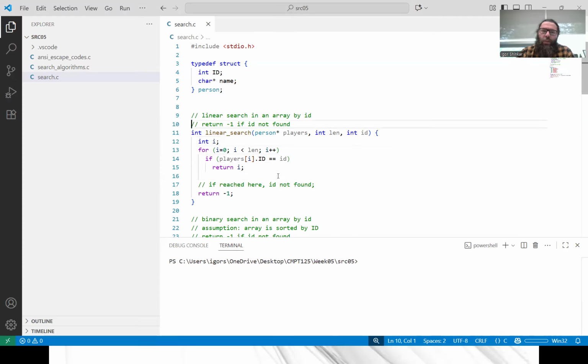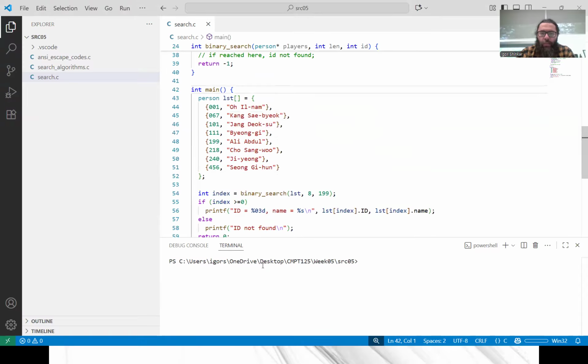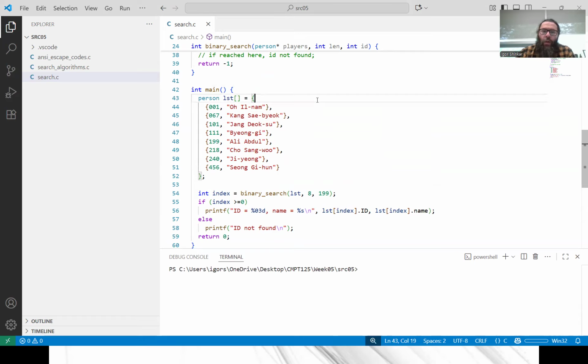So this is linear search, and we will not run it on numbers, but rather on an array of persons. The struct person has ID and name, and we create an array of people. The first is ID, the second is name. I guess when I wrote it, I was into this Squid Game show, so these are some of the characters in the show. So this is the ID and this is the name.